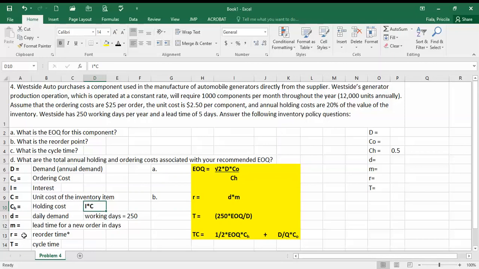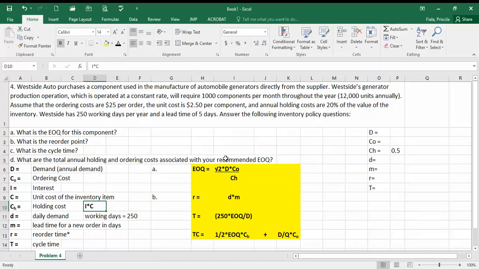R is for reorder point, which I have put the formula right here. In order to calculate the reorder point, you need to do daily demand times your lead time. Okay, T stands for your cycle time, which you're going to be asked on the problem. That's what I put here. And the main one, what is your economic order quantity?